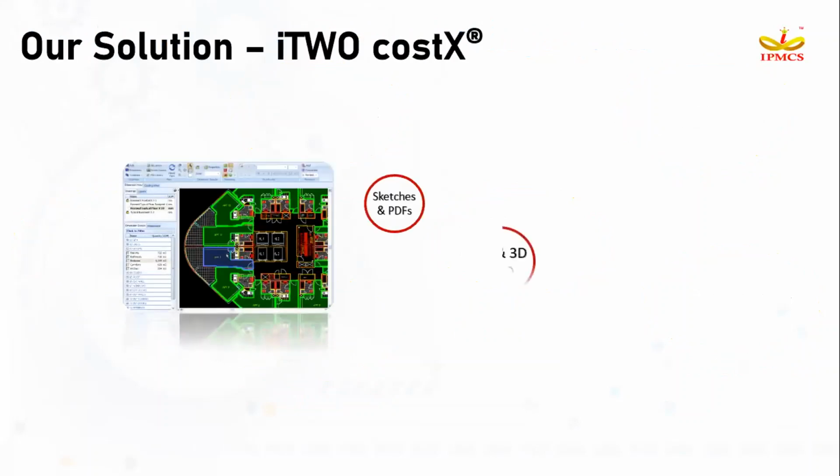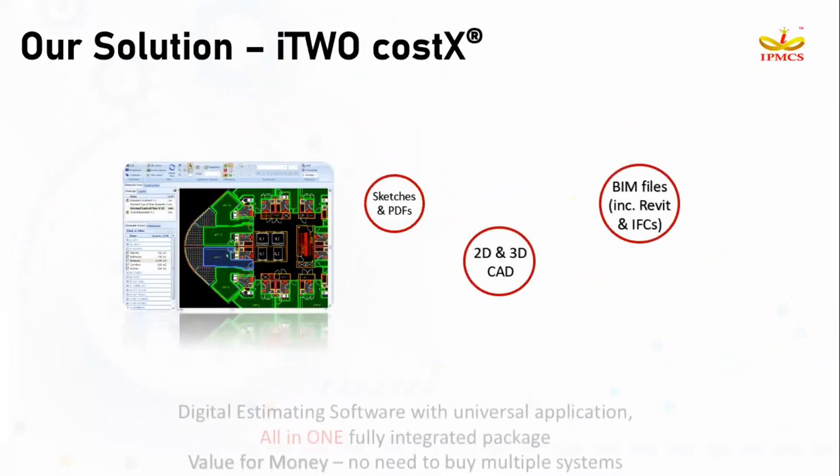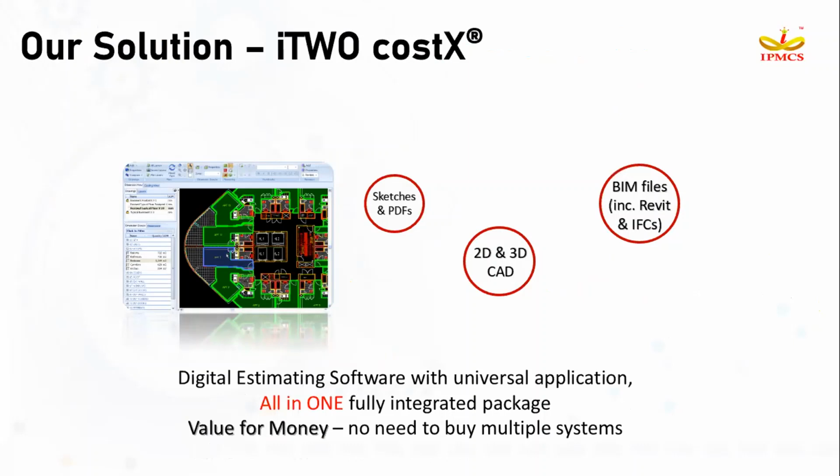So our solution, I2 Costex, is a digital estimation solution. We can also call it an all-in-one, single integrated platform to work on a project estimate, so that we can streamline our project estimation.